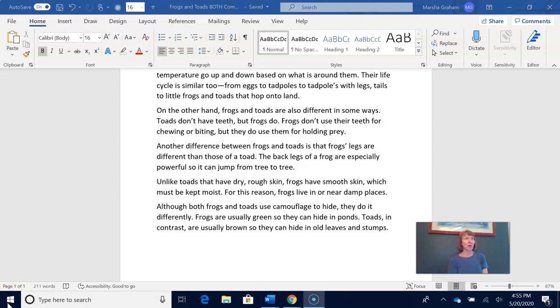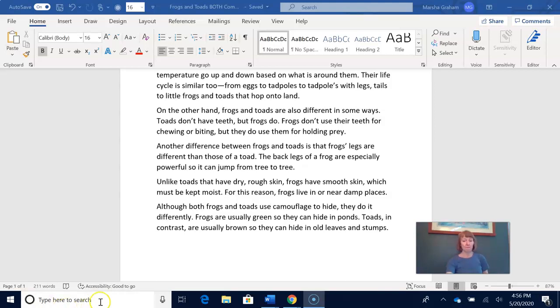In this article, the reader can identify key words that clue the reader into the fact that the text has a compare and contrast structure. For example, similar or both let the reader know how frogs and toads are alike. The words difference, in contrast, or on the other hand, let the reader know how frogs and toads are different.